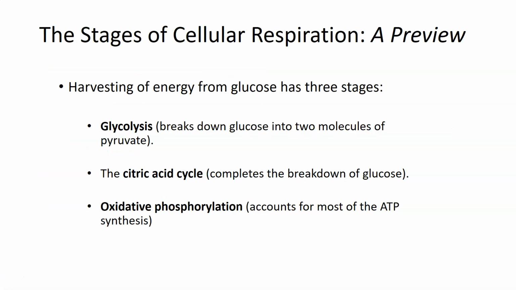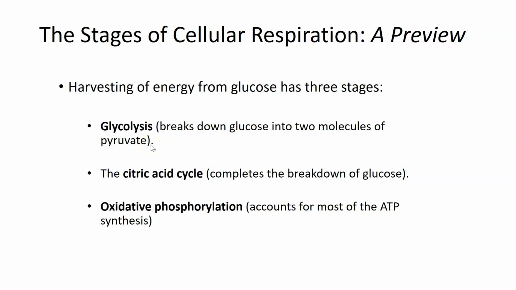Before we actually go into cellular respiration in more detail, let's just have a quick preview of the different stages of cellular respiration. First of all, we start off with glycolysis. This is the first stage, and it doesn't happen in the mitochondria; it happens in the cytoplasm. The main purpose of this is really to break down the glucose into two molecules of pyruvate.